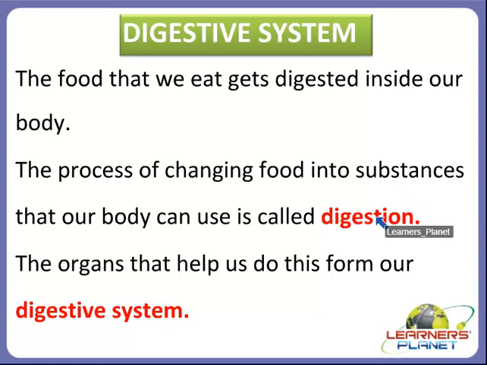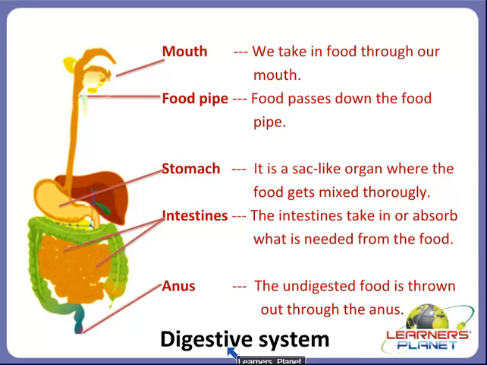And the organs that help for this process form our digestive system. So children, in a very simple sentence, the organs that help us for digestion form our digestive system. So let us study something about our digestive system. What organs does our digestive system consist of?